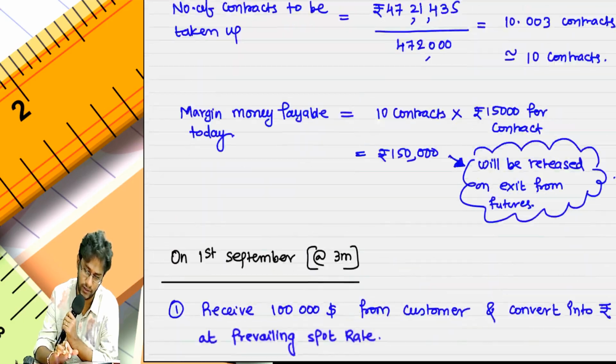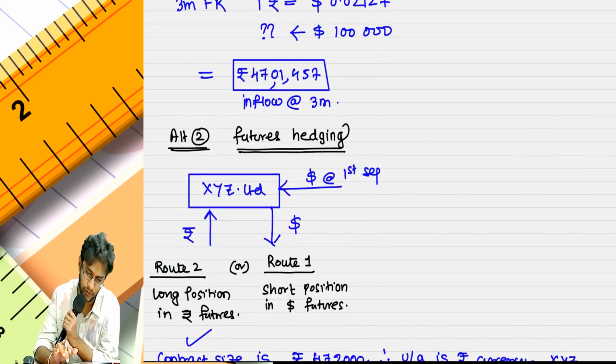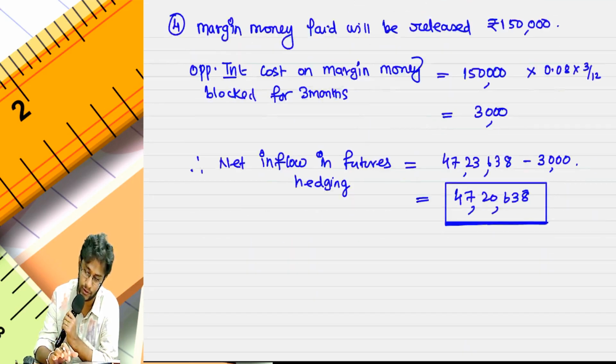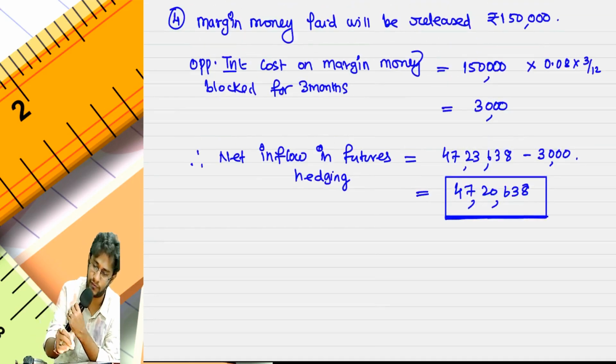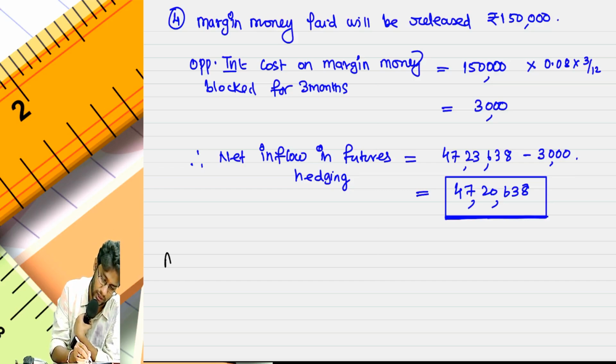Forward ka inflow was how much? 47 lakhs. This is 47 lakh 1000. This is 47 lakh 20,000. Definitely this is better. But there is another alternative.